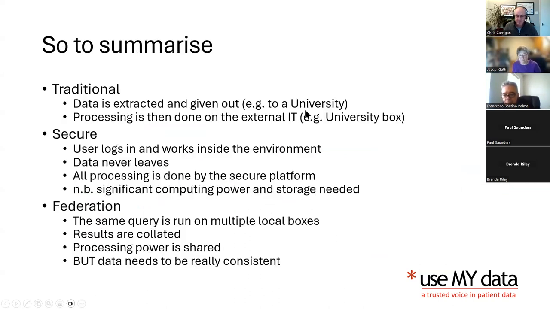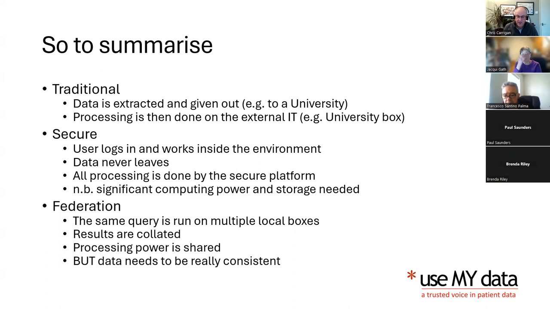Let me summarize that. The traditional data extracts, which we've been running for many, many years, are where data is extracted from a big central box and given out to universities who've got the right permissions and the right ethical approval. The processing is then done on each of the individual external boxes in individual universities. So if a data set goes out to 30 universities to do similar types of research, you've got 30 university boxes running those bits of software.